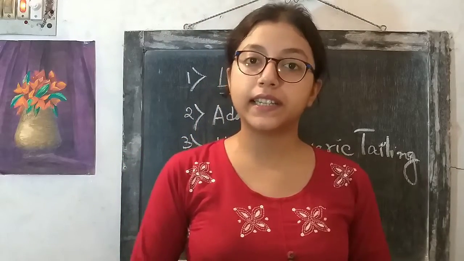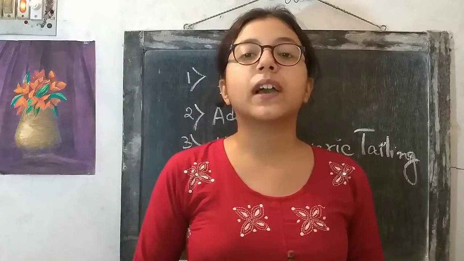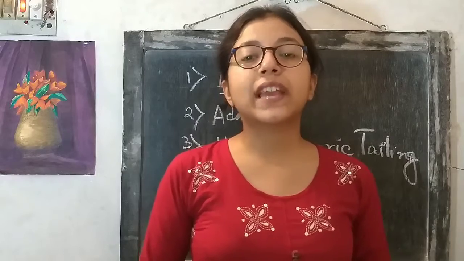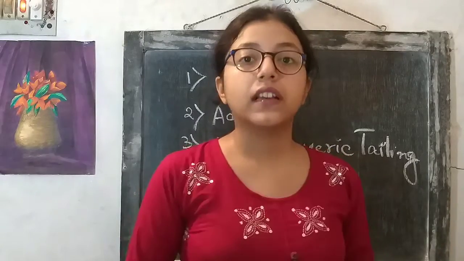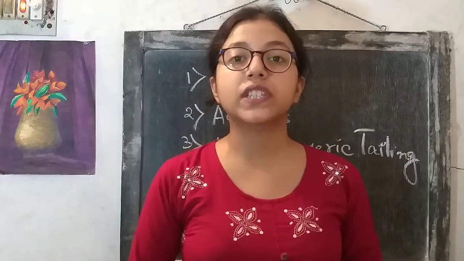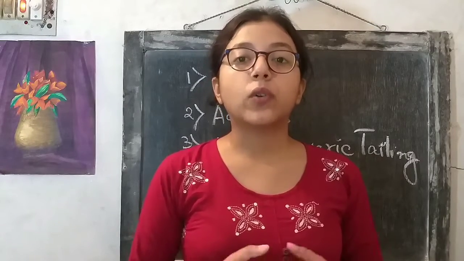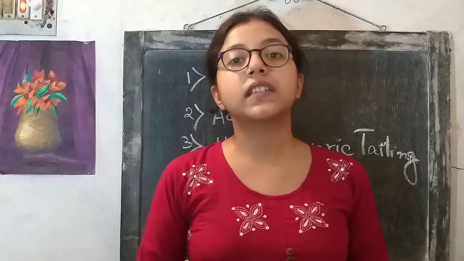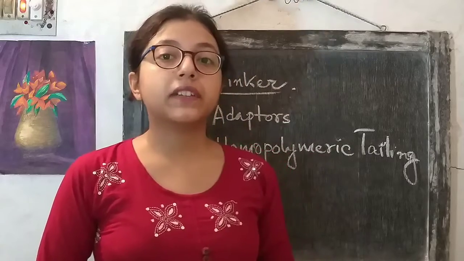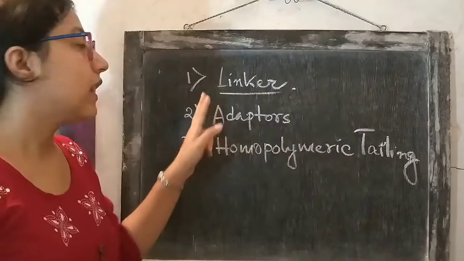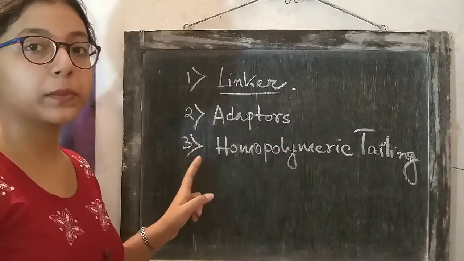So in the last video, I discussed blunt-ended DNA fragments and sticky-ended DNA fragments. In this video, I am going to discuss how we can convert a blunt-ended DNA fragment into a sticky-ended form. There are basically three methods which can be applied to convert a blunt-ended DNA into a sticky-ended form. So let's look at the different methods of creation of sticky-ended DNA fragments from a blunt-ended DNA fragment: linker, adapter and homopolymeric tailing.